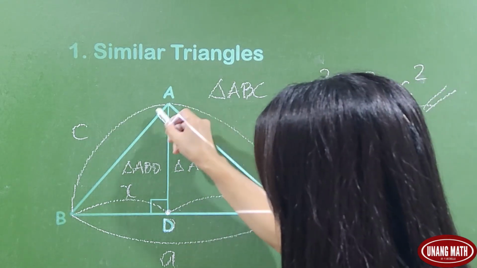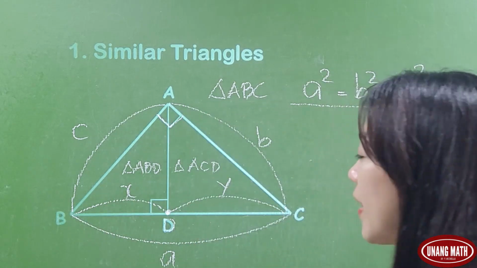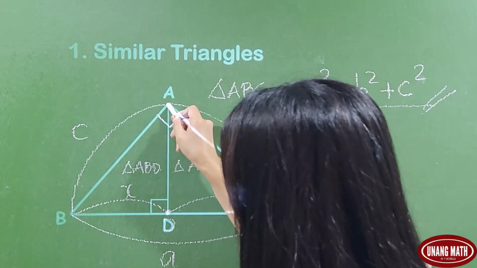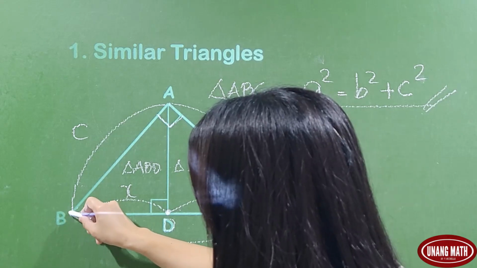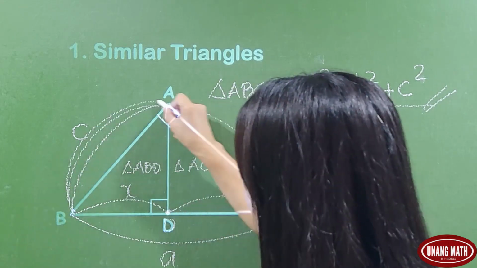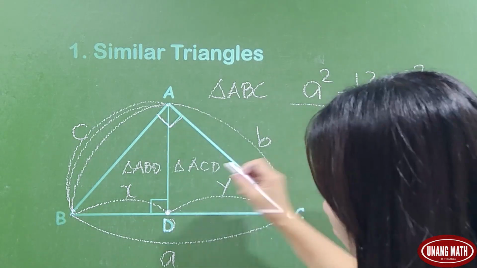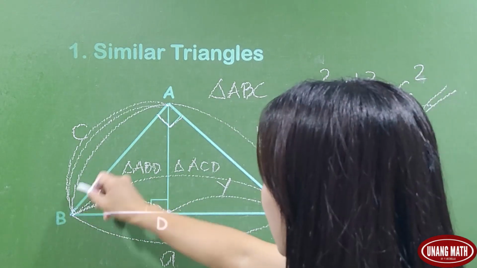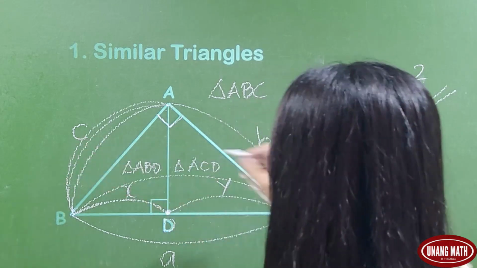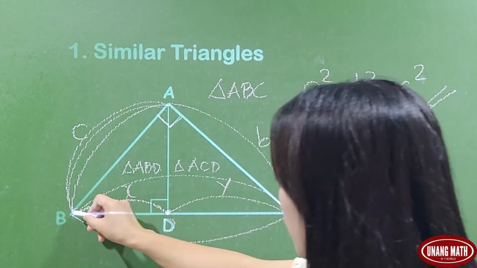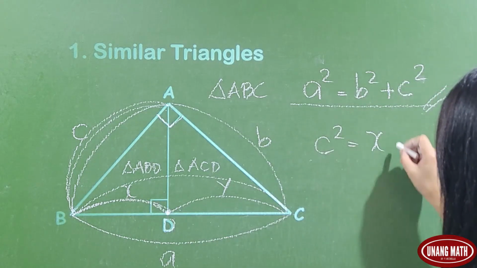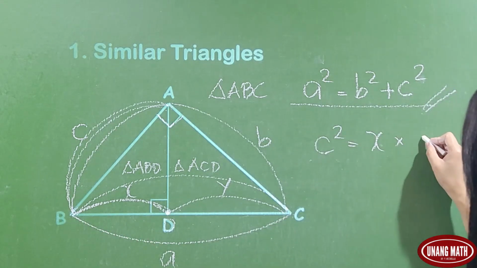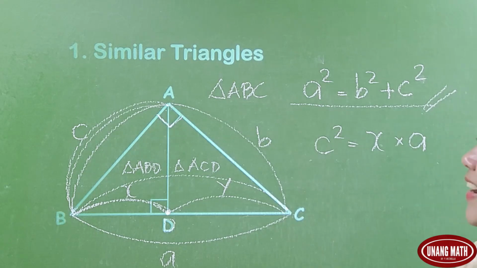Now, focus on this right triangle ABD. In episode 191 about the right triangle altitude theorem, if we square this side, it would be equal to this side times this side. So c squared is equal to this side, x, times this side, a. So we have x times a.